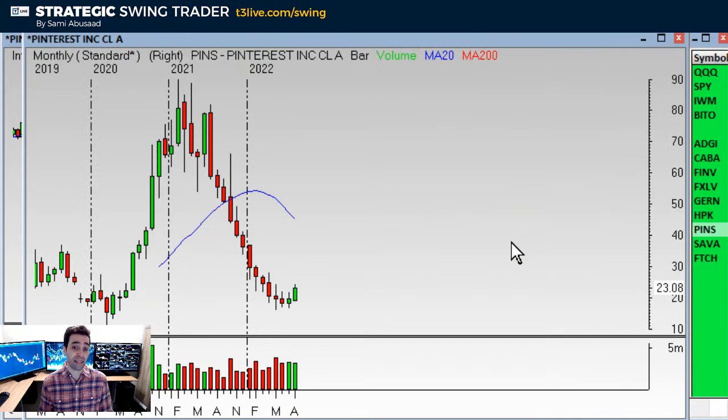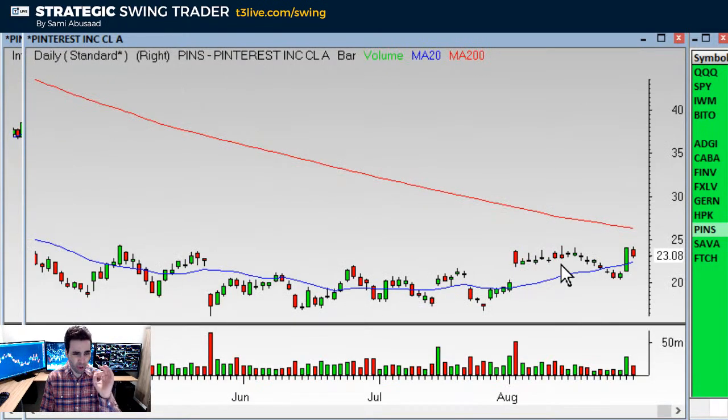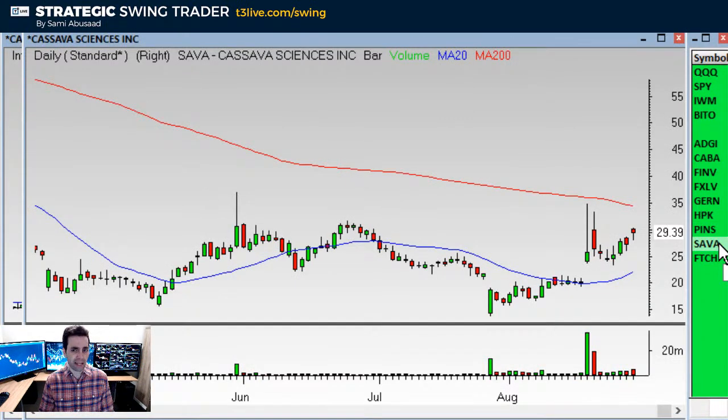In fact, the pins daily looks even better, in my opinion. Looks better than the Fitch. So that, and the monthly looks just as good. So I like it a lot, but I don't think it's ready for tomorrow, for Monday, or maybe it's going to need a couple days.